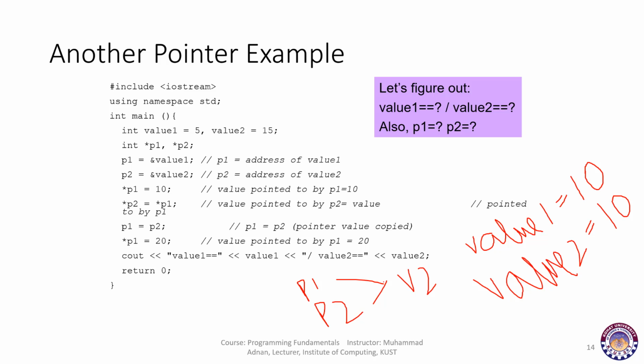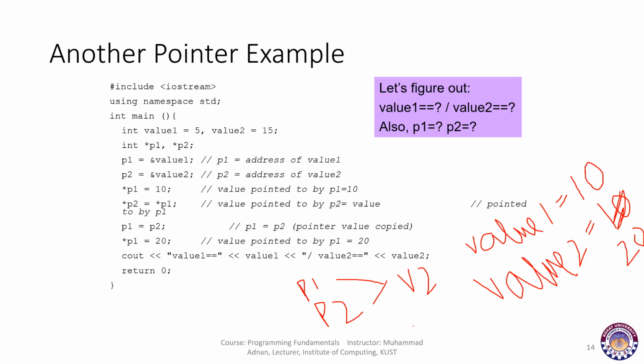So I'm just writing V2. And then we are saying: change whatever P1 is holding, go to the address which P1 is holding and assign the value of 20 there. So P1 is holding the address of value 2. So here we are going to replace 10 with 20.